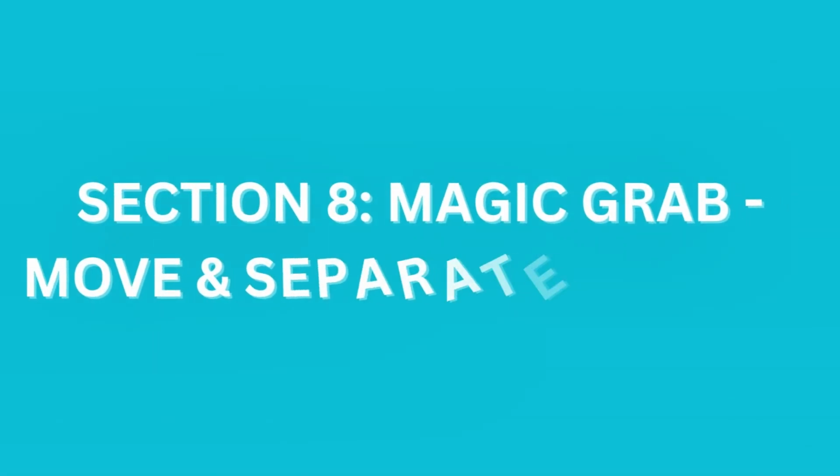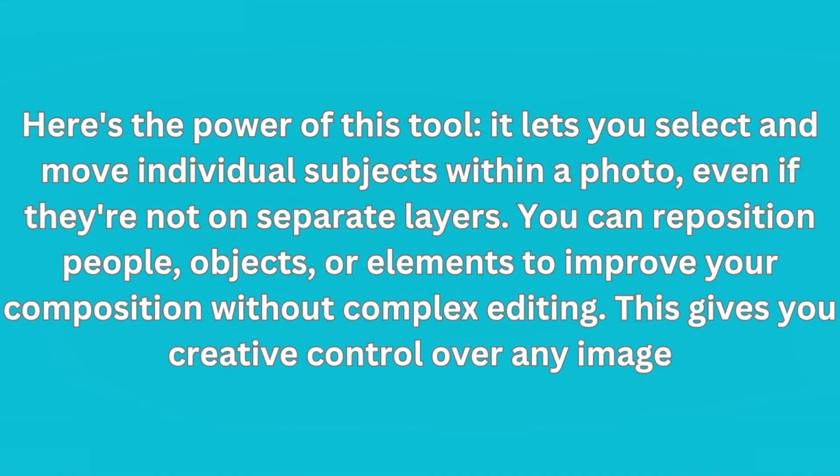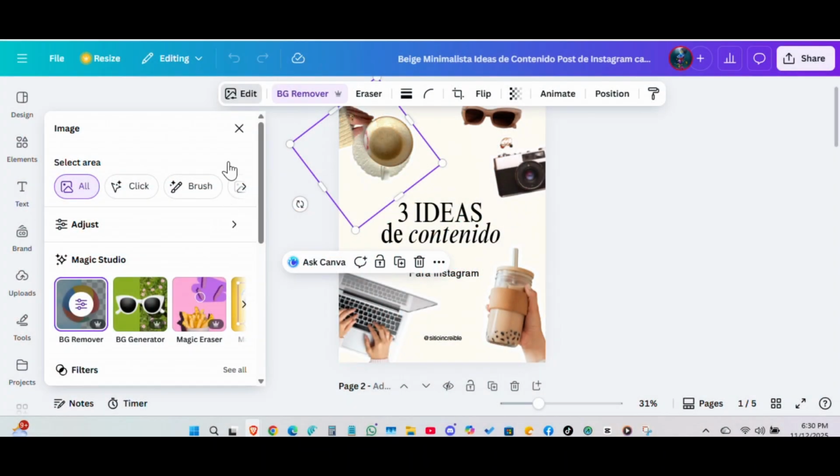Magic Grab is incredibly useful when you find the perfect image, but the composition isn't quite right. Here's the power of this tool. It lets you select and move individual subjects within a photo, even if they're not on separate layers. You can reposition people, objects, or elements to improve your composition without complex editing. This gives you creative control over any image.